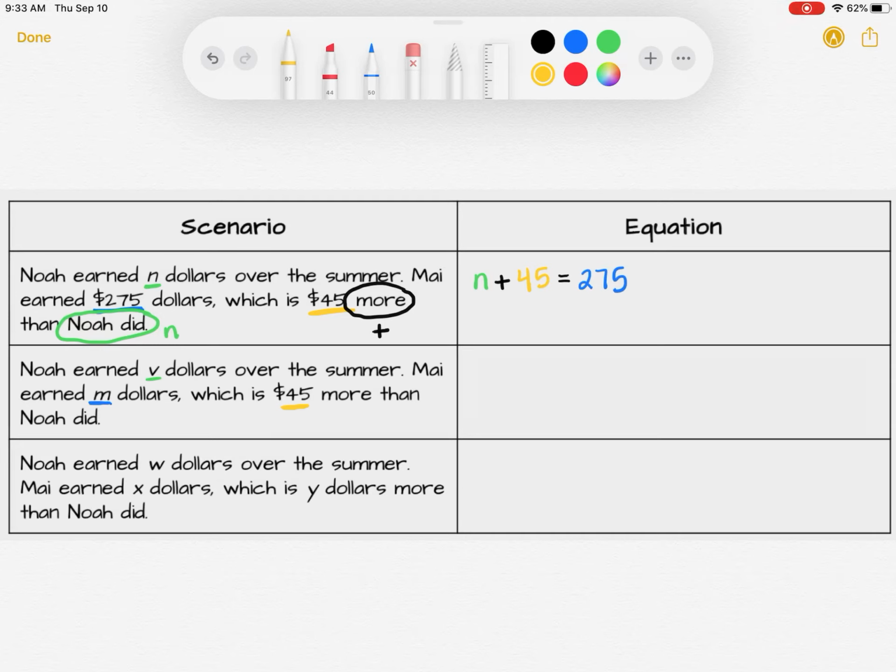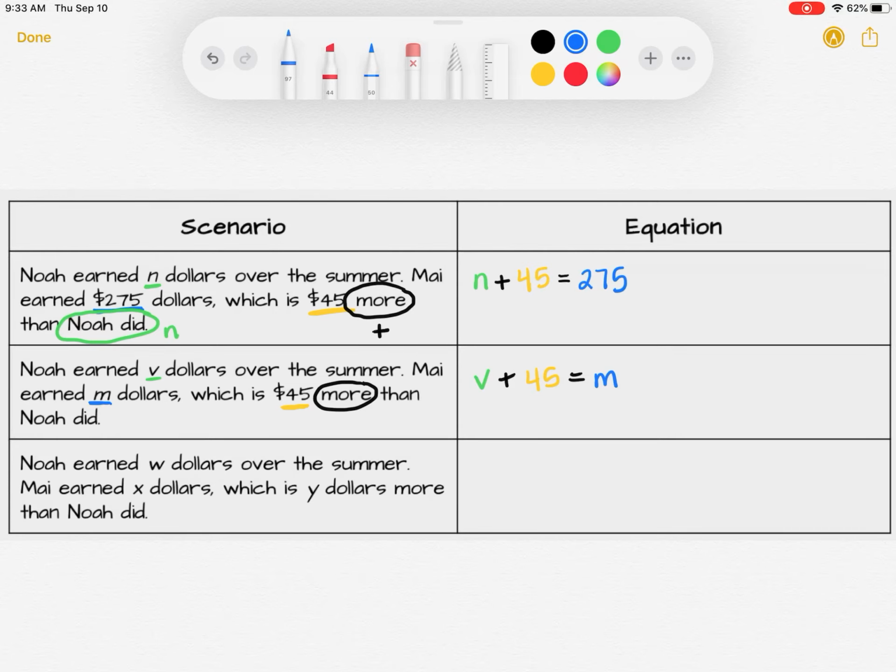So instead of saying Noah earned N dollars, we're saying he earned V dollars, and we're still using the plus sign because we still have that more part in our scenario, and we're still saying he earned 45 more than Mai, but this time instead of saying she earned $275, it says she earned M dollars. Okay, so we replace 275 with M.